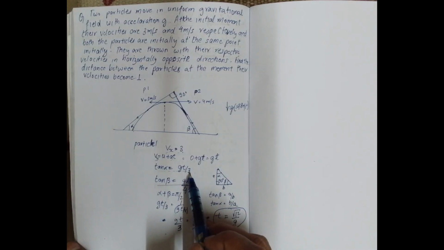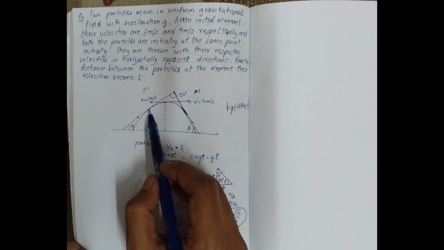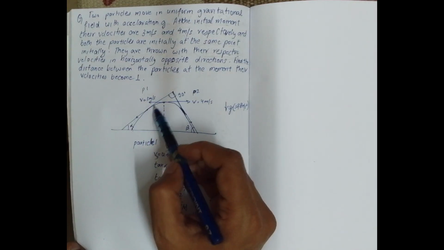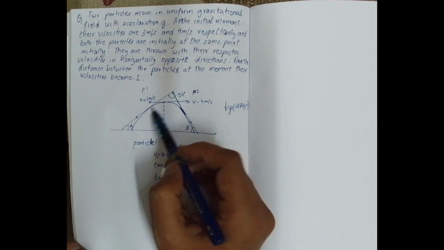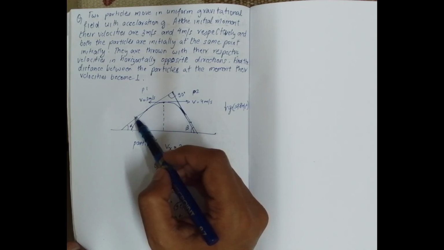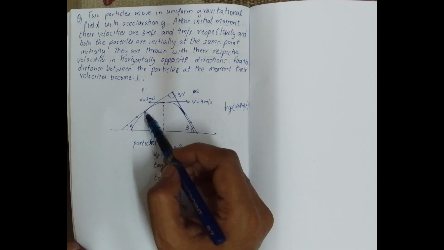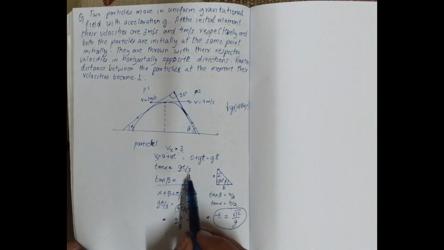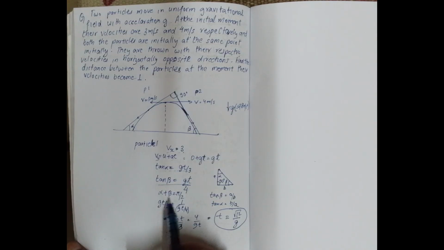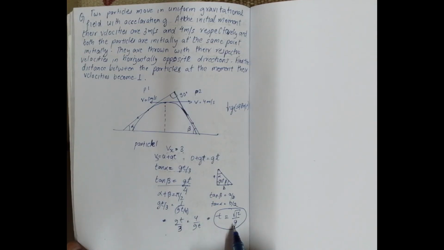gt by 3 will be equal to tan alpha, because the slope of this trajectory is tan alpha, and the slope of this trajectory is also equal to the direction in which the velocity is pointing, which will be equal to Vy by Vx. Similarly here, tan beta is also equal to the same Vy by Vx of particle 2. You combine this information, and you will get this.